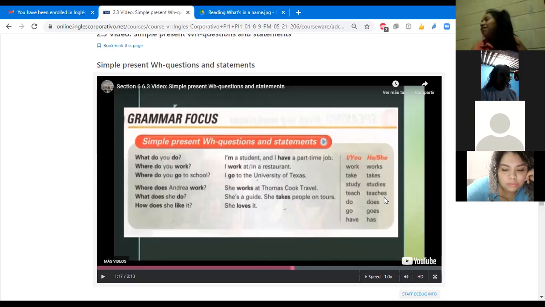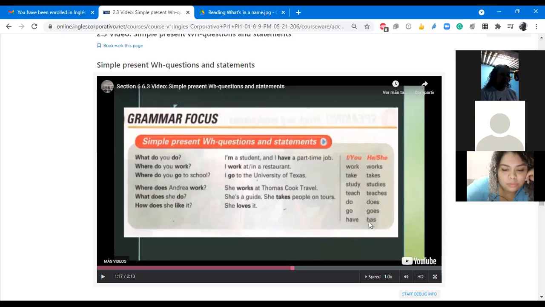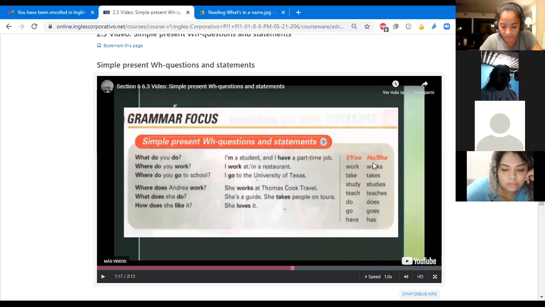Teach, yes. Do, yes. O, yes. And have is irregular. Have, has. This one is an irregular verb, okay? So it's not only the S, right? There are some rules, okay, to write the third person. What I'm going to do is send you the rules in the WhatsApp group later, okay, for you to have them. But there are some specific rules.